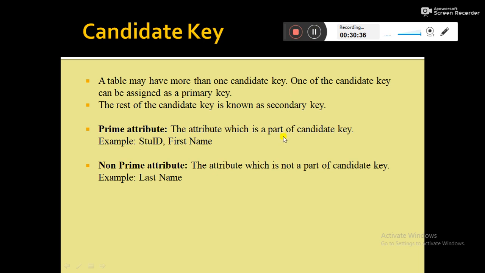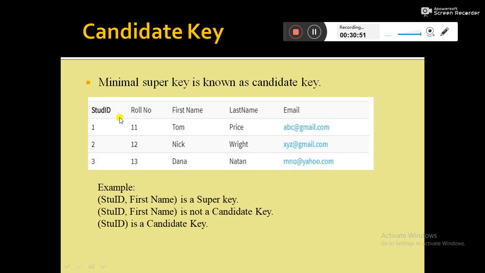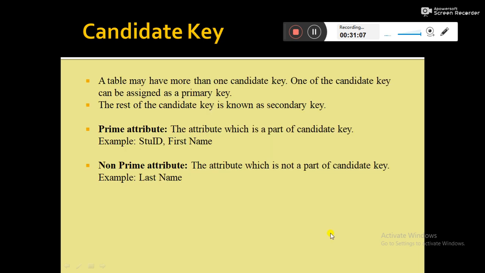The next topic is candidate key, a continuation. A table may have more than one candidate key. One of the candidate keys can be assigned as a primary key. Again, go back to the previous slide. In that example, stud ID is a candidate key. Similarly, email is also a candidate key. So in our relation, stud ID and email, these two are the candidate keys. So this relation has two candidate keys: one is stud ID, the other is email. So a table may have more than one candidate key.